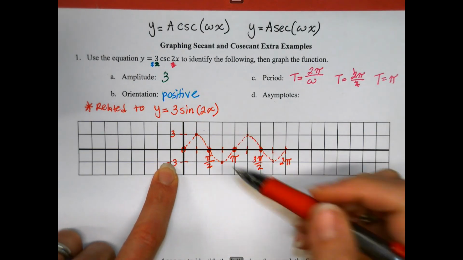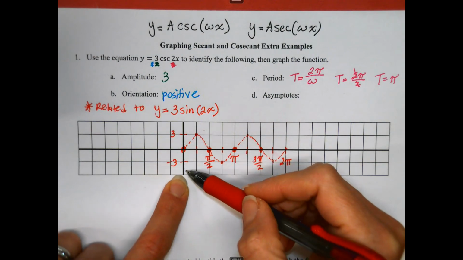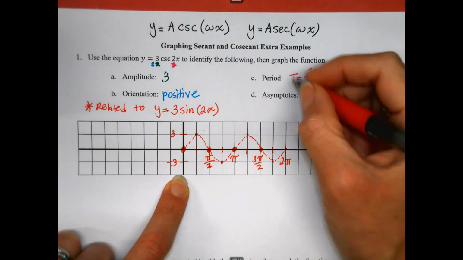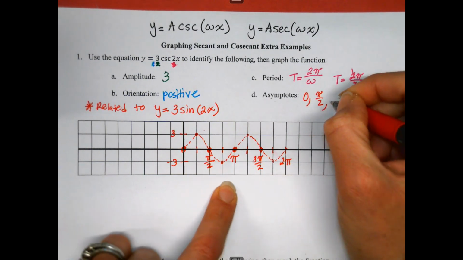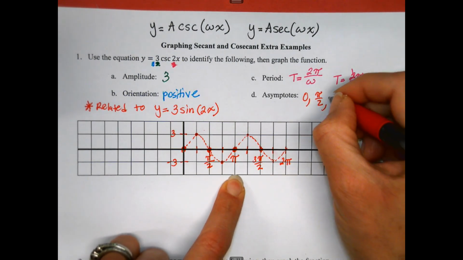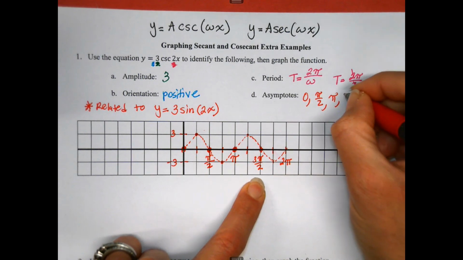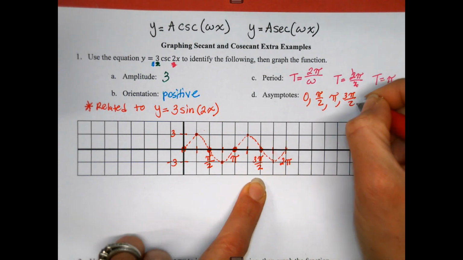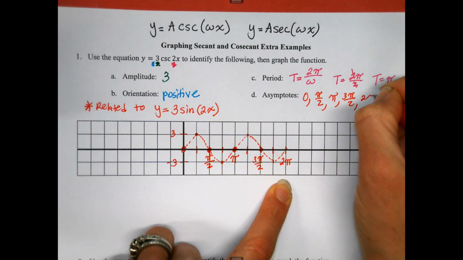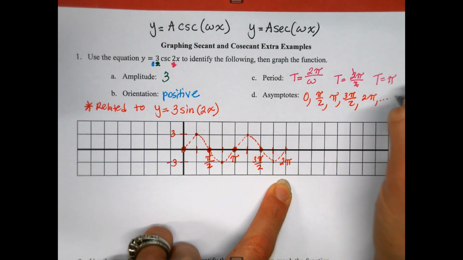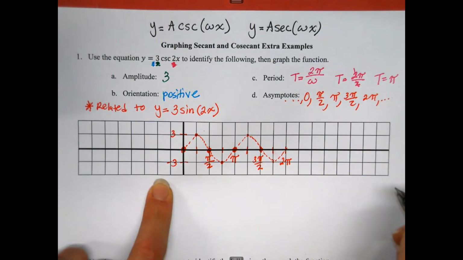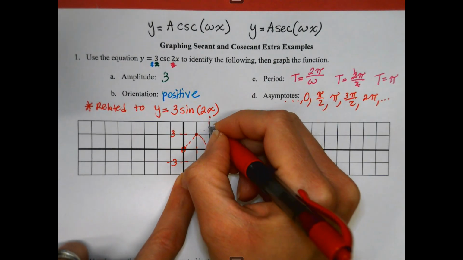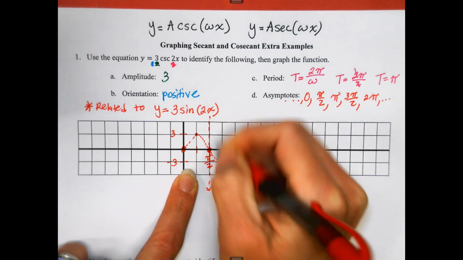So now where will our asymptotes be located? They're going to be located at 0, at pi over 2, at pi, at 3 pi over 2, at 2 pi, and it keeps going on really in either direction. So now I'm going to draw in my asymptotes here.